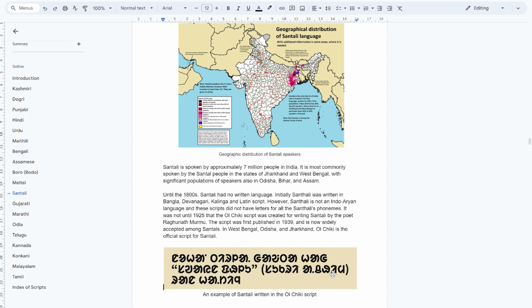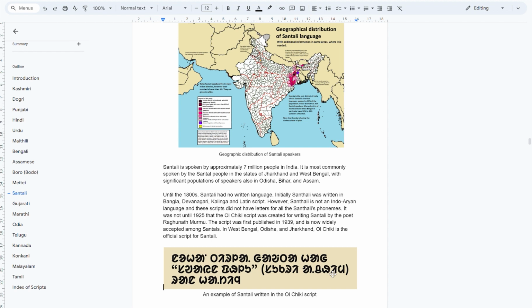Until about the 1800s, Santali had no written language. Initially it was written in Bangla, Devanagari, Kalinga and Latin script. However, Santali isn't an Indo-Aryan language. It's not related to much of the languages in northern India very closely at all, and those scripts that they were using didn't have all the letters that they needed to write Santali.